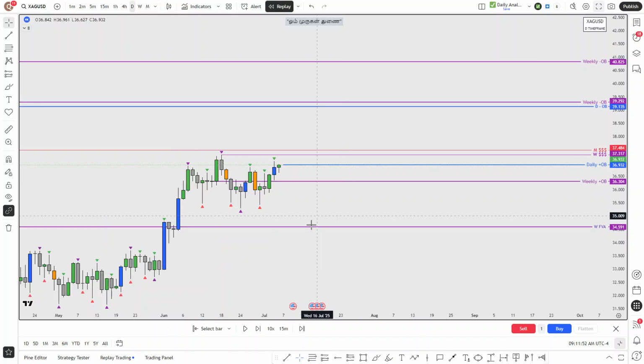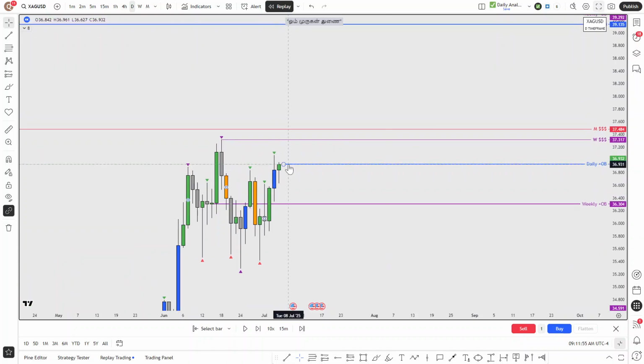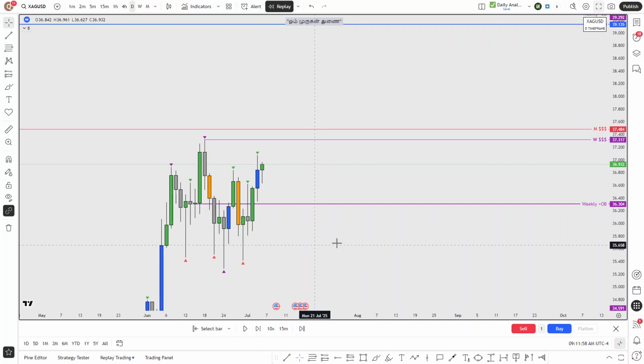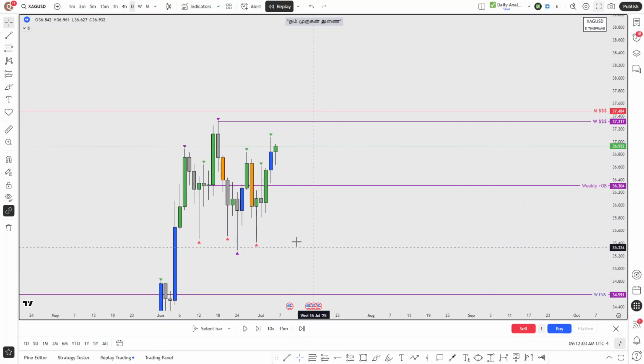Coming to daily, we can say the price is currently in bullish territory, and recently it has formed a daily bullish FVG, and price has respected this daily bullish FVG. This is our first FVG, and with respecting that, the second FVG has formed. So this further confirms that silver has entered into bullish territory. Okay, fine. Now going to 4 hour.